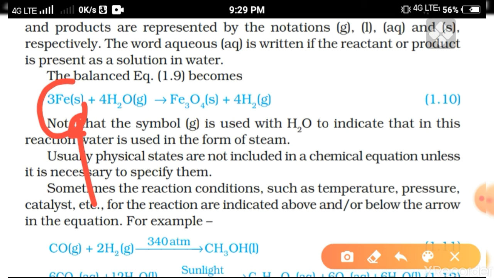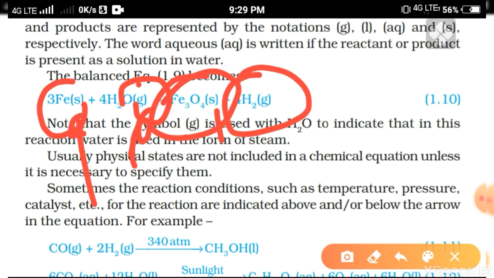But here is the water shown in gaseous form. So you have to put there G for gaseous. Again, after the formation of the product, Fe3O4, ferrous oxide, is also in which state? Solid state. So you have to write there (s). And this is in which state? Hydrogen. This is the gaseous state. So you have to write there (g) in brackets.